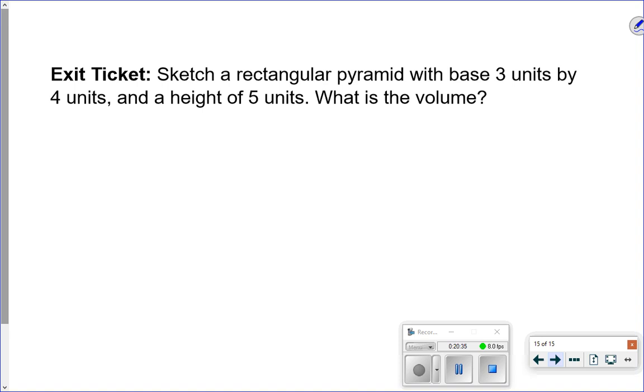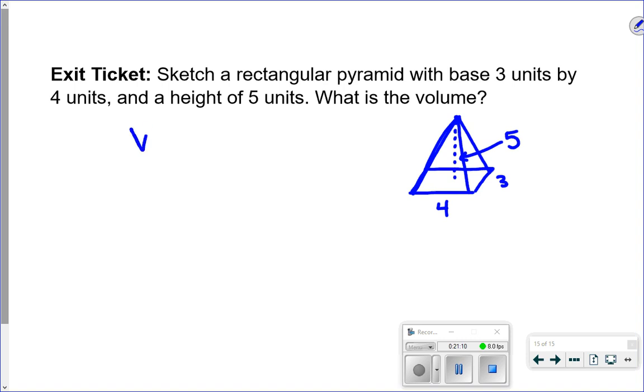All right, let's go ahead and see if you did it correctly. So I'm going to start by just drawing my rectangle. I'm going to label the sides 3 and 4. I'm going to pick a point at the top. My height goes all the way straight down to the middle. And then they tell me the height is 5. And then we're going to use the label units, which means really in our picture we don't see any labels at all. So now we're ready to find our volume.